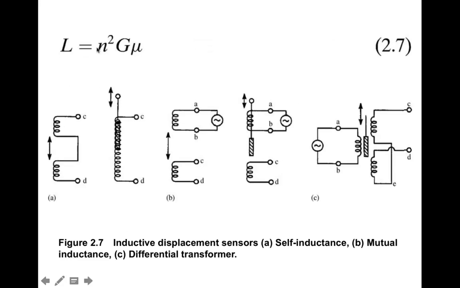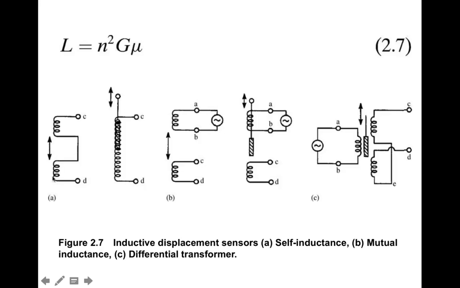The inductance of a coil is N squared G mu, where G is the geometric factor, mu is the magnetic permeability, N is the number of turns. So first of all, you can see from figure A and B, you have different coils, and you are varying the amount of overlap between the coils, which means that you're varying the flux coupling, which means that you're varying the mutual inductance, which means you're varying the inductance in the circuit.